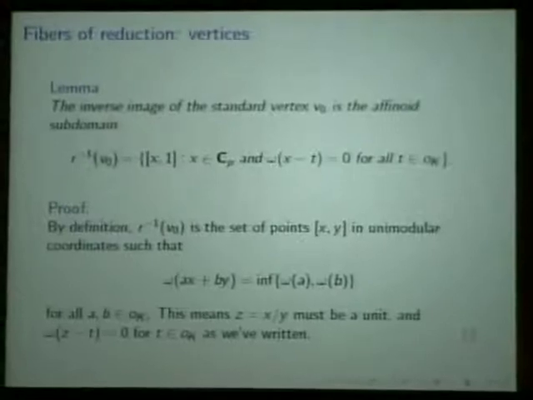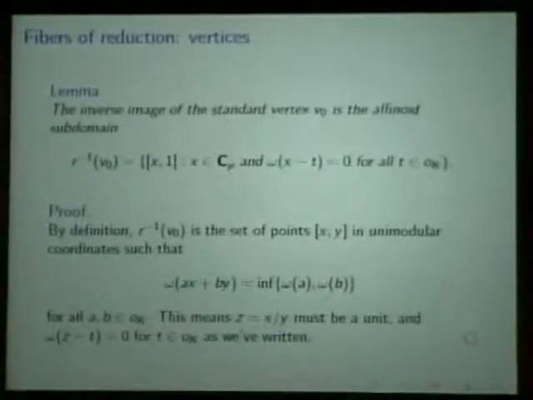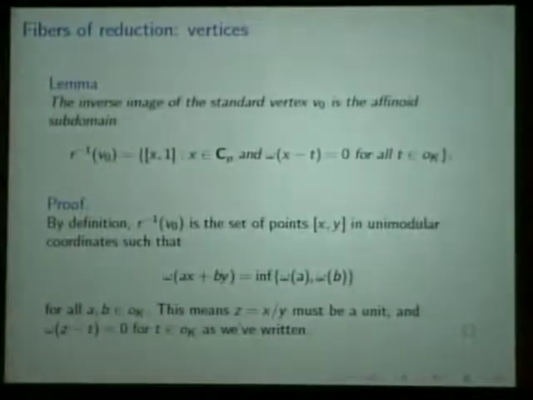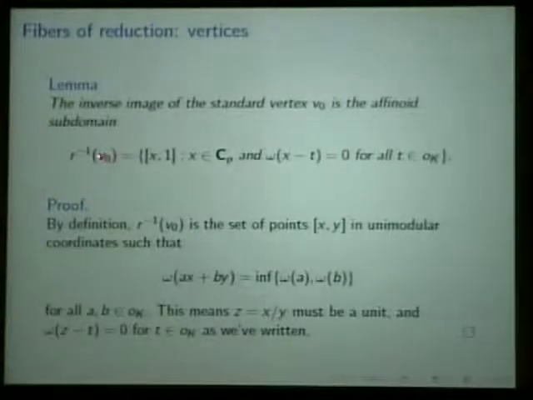And if you try to figure out what the inverse image of a point on the tree is, you get the following kind of question. So you take the standard vertex, or the Gauss point, I guess it was called by Matt, and you ask yourself which points in the upper half plane reduce to it. If you translate the definition of the reduction map back, the condition that you get is that it's the set of points with the property that as t runs through the integers of k, x minus t is a unit. That's the translation of the condition.